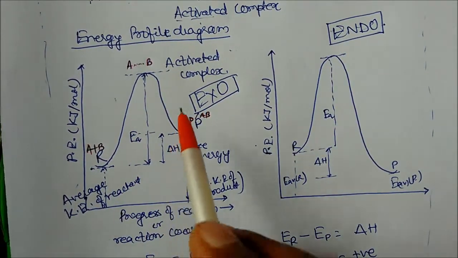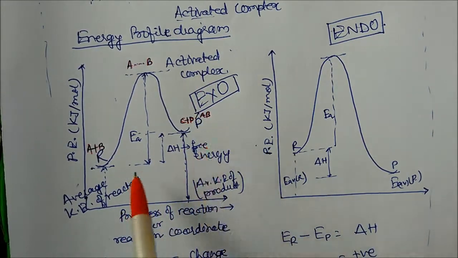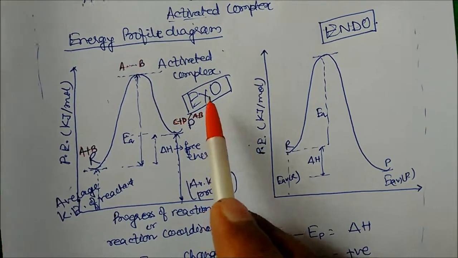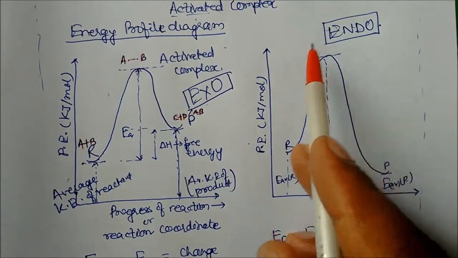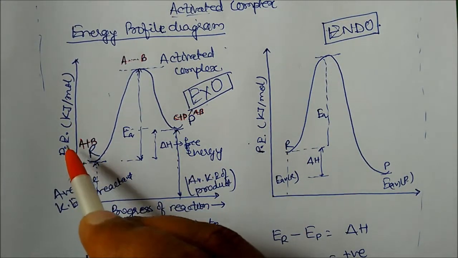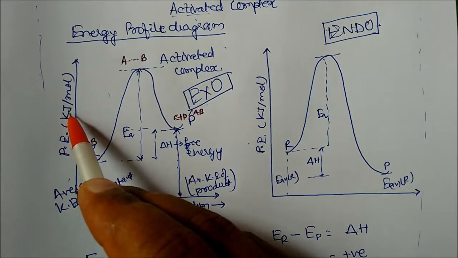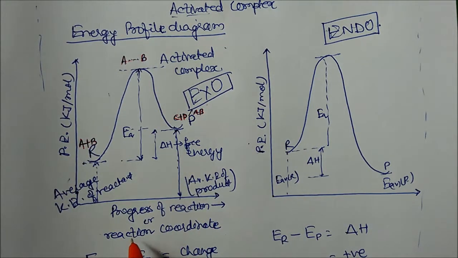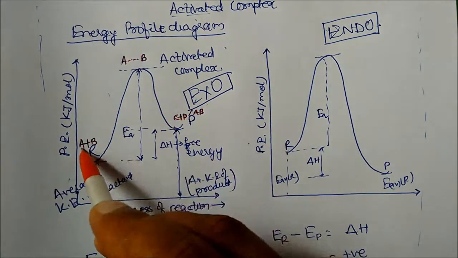This is an energy profile diagram of two reactions I have given: an exothermic reaction and secondly an endothermic reaction. Let us understand. This is your y-axis, potential energy, measured in kilojoules per mole, and this is the progress of the reaction, or another name, the reaction coordinate. Reaction is increasing. Here we have the reactants, that is A plus B.